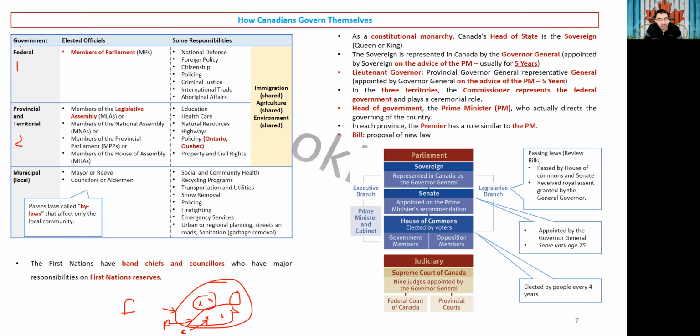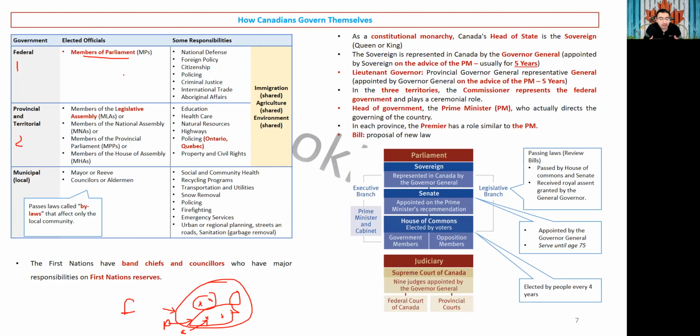So we have federal, the overall country; provincial or territorial, which is a second categorization of the land, a part of the land; and again the municipal or local, which is for a city. Each government has its own responsibilities, and they are represented by different types of members. The federal government is represented by elected officials, members of the Parliament or House of Commons.